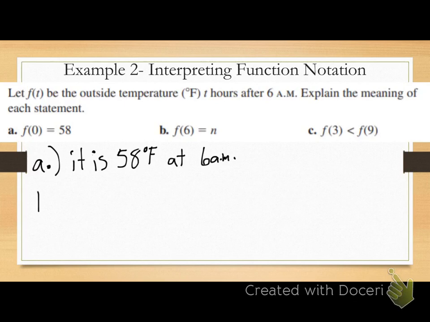Letter B. f of 6 equals n. Someone want to take a shot at this one and interpret this meaning for me?